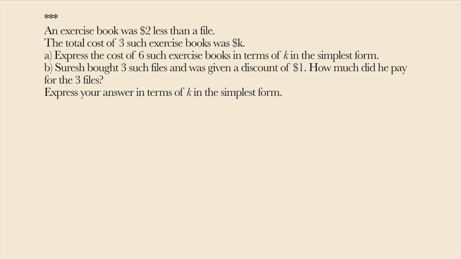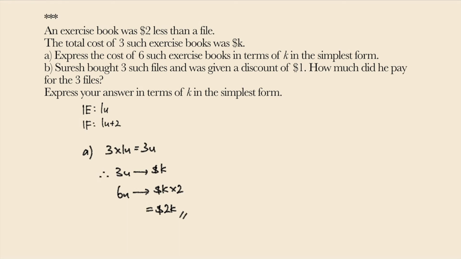An exercise book was $2 less than a file, which also means the file cost $2 more. So actually, that's the first piece of information that I would write down in my working. Whatever 1U is, file will be 1U plus 2. Now, what's the cost of three exercise books if it's known as K? So if one exercise book is 1U, three exercise books would be 3U. And we were just told that these three units cost K dollars. What's the cost of six exercise books? So six exercise books will be six units. So what's 3U to 6U? That's times 2. So we're going to times 2 on the right side as well, giving us 2K dollars.